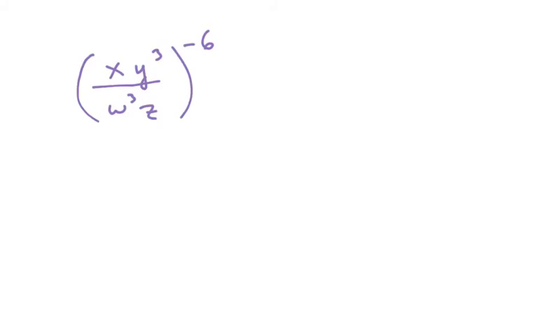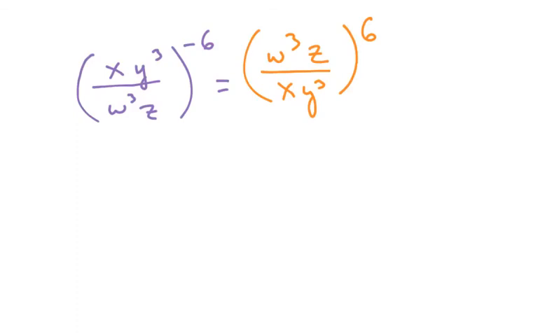So here we're going to do the same thing, but what we're actually going to end up doing is flipping them, right? Whatever's on the top goes to the bottom, whatever's on the bottom goes to the top. So this is w cubed z over x y cubed, all raised to the 6. And then we take this 6 and we apply it to everything. Again, we're using the power rule. If there's no number written, it means the number is 1.